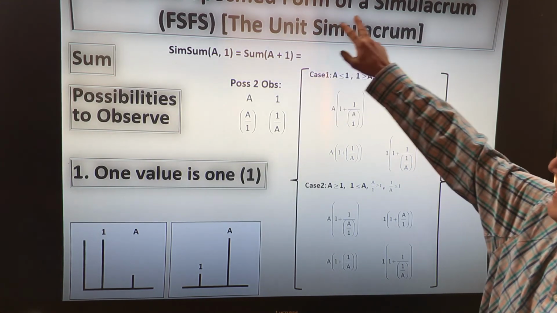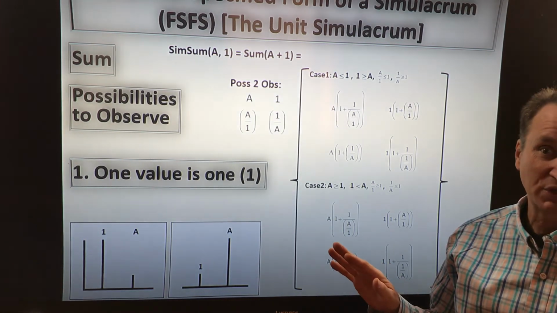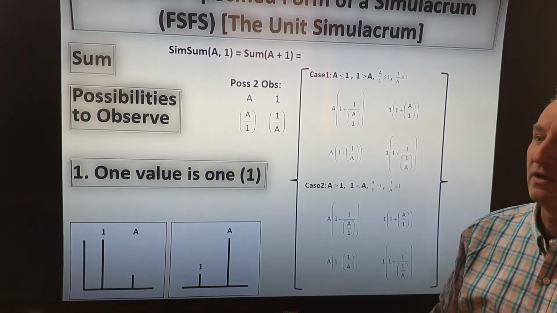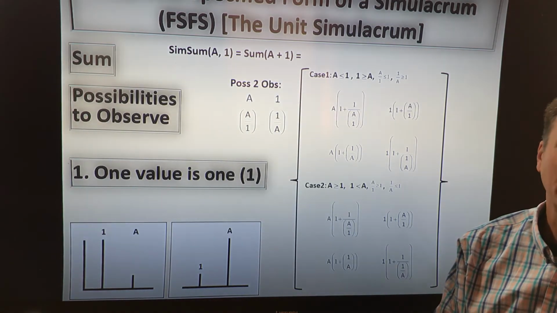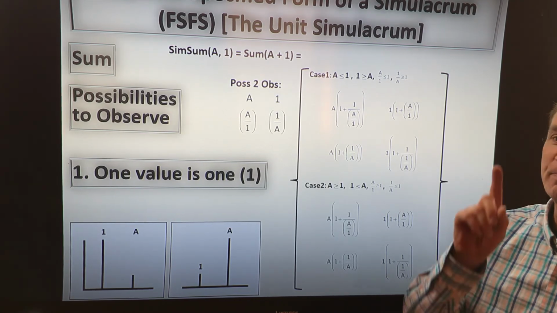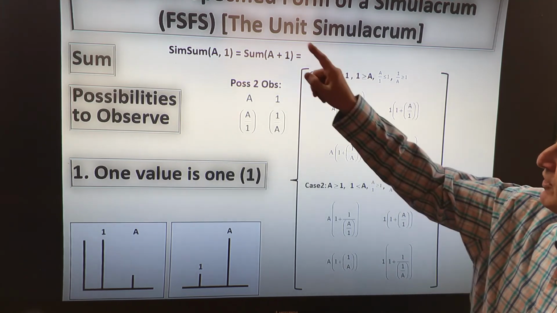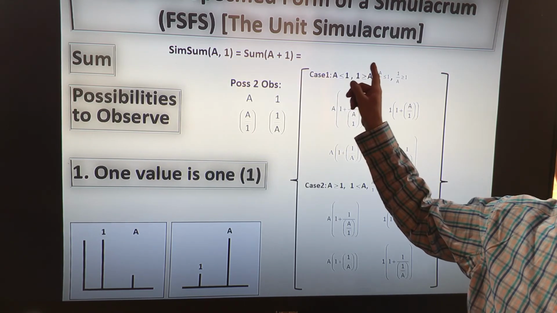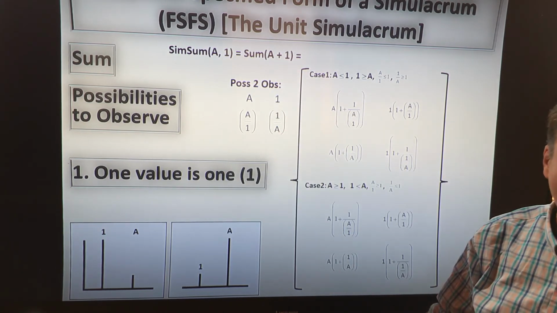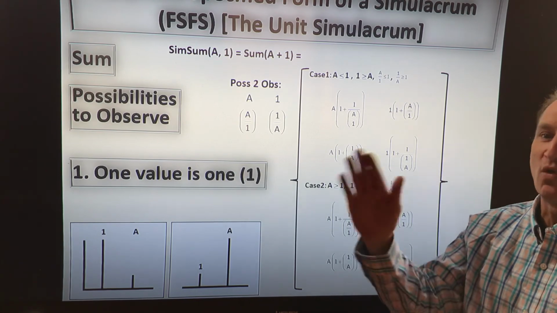So the first specified form of a simulacrum, the other was the full general form, no specifications whatsoever. Free range A and B could be anything you can write down, unrestricted. Now let's place one restriction, that one value is 1. That's the first specification that we're going to put on the full general form, and that's going to make this the first specified form of a simulacrum, also known as the unit simulacrum. If we specify that one value is 1, that's a unit. One value is 1. So you've got A and you've got 1.